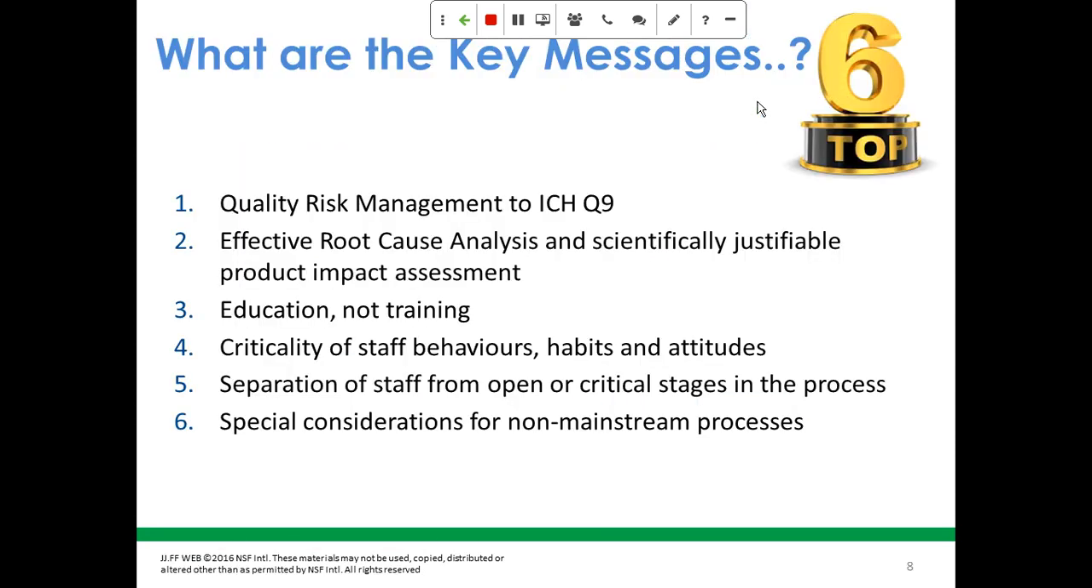So the key messages shown on slide 8 here. Key link to ICH Q9, an absolute requirement to use effective root cause analysis and scientifically justified proactive product impact assessment, to really focus on your education programs of your staff, all levels and all disciplines, creating the right behaviours and engagement of the staff and attitudes of the staff, separating the staff from open or critical stages, and also some consideration of new technologies or non-mainstream processes.